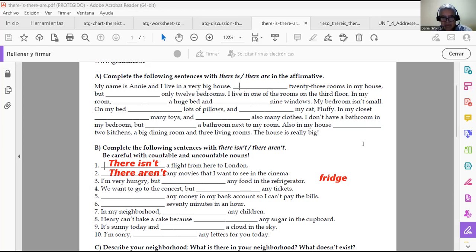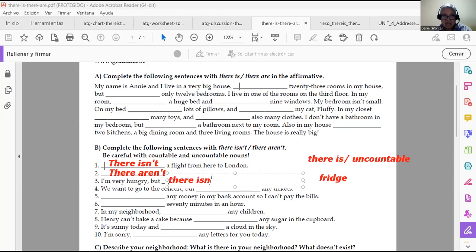There aren't. Okay. There are any. There is. With uncountable. Okay. So you're going to use there is with uncountable nouns. But there isn't any food in that refrigerator. Okay, number 4. Edgar, what do you think? Edgar, Dora, Ingrid, we want to go to the concert. There aren't.